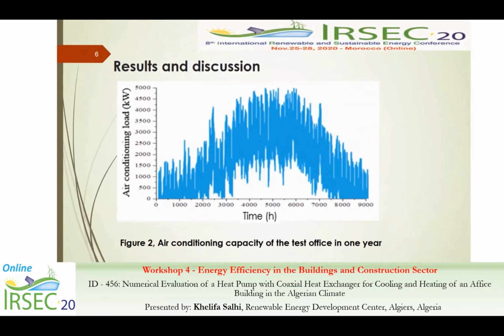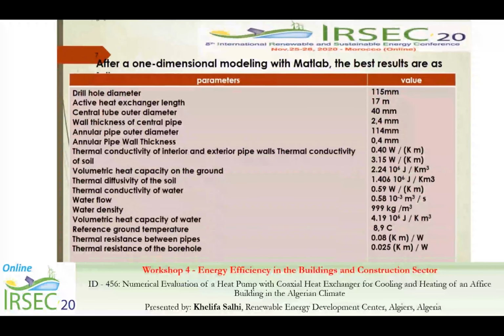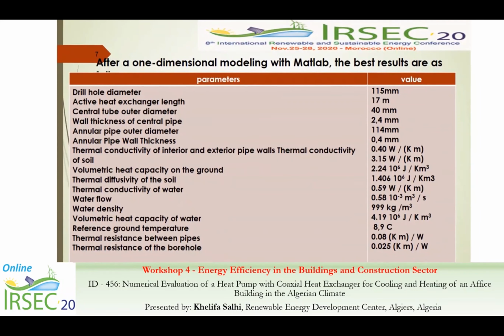Results and discussion. The building's air conditioning needs were calculated using the EnergyPlus program. Figure 2 shows the monthly average air conditioning load. It should be noted that the cooling season runs from May to September. As we have seen, the cooling energy needs reach their maximum in July. After a one-dimensional modeling with MATLAB, the best results are as in Table 1.